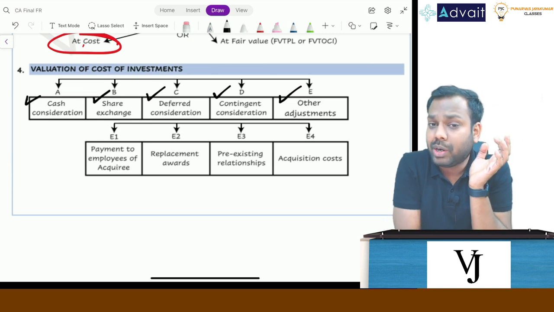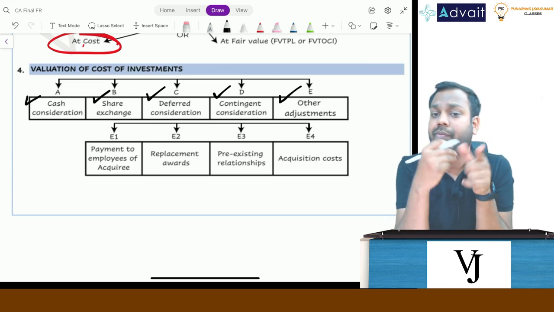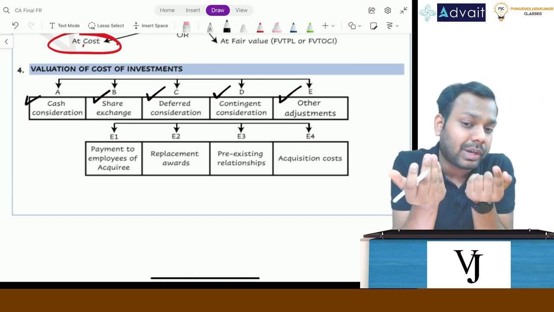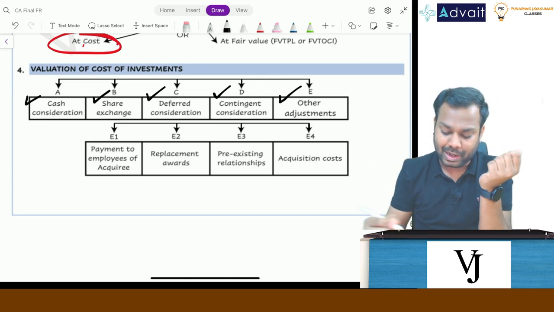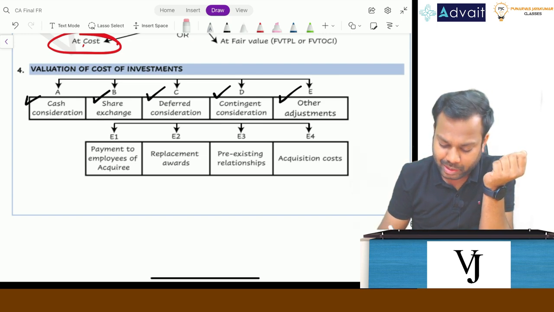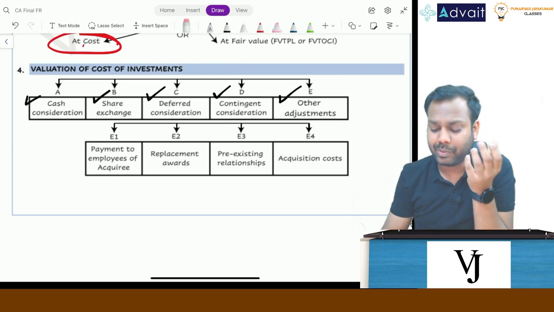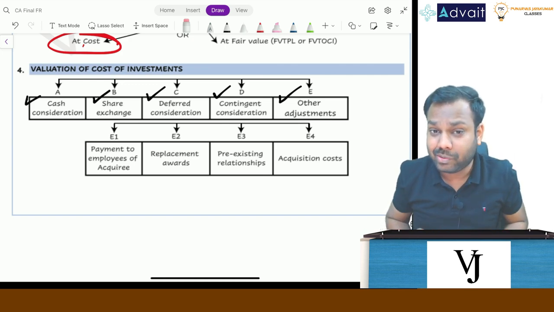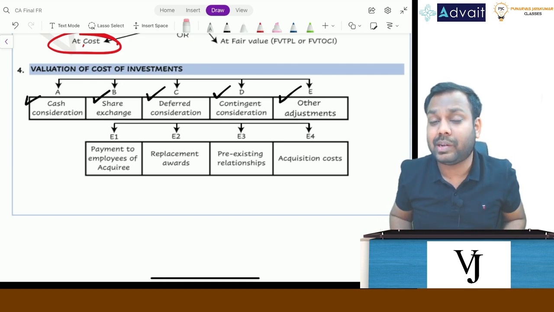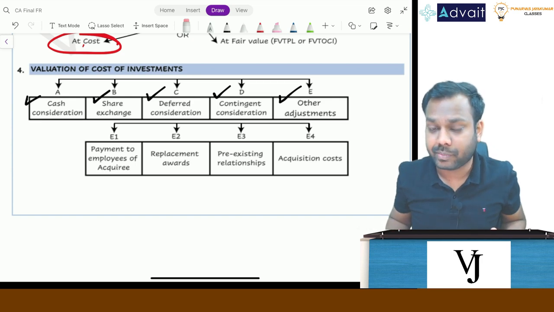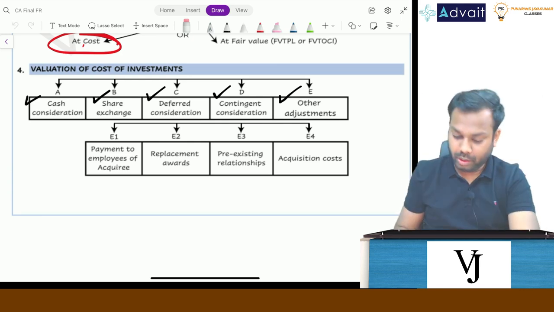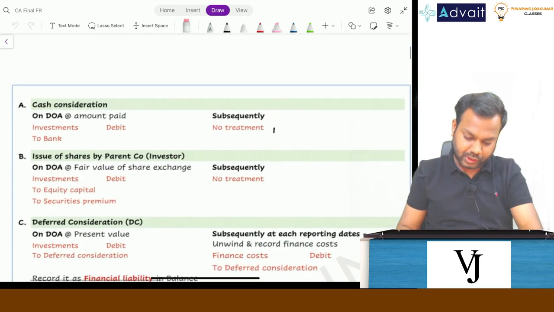Contingent consideration means a fixed amount of money after a fixed period of time, but the payment is not certain because it is contingent upon some future conditions. Other adjustments can be in the nature of payment to the employees, replacement awards, pre-existing relationships, and acquisition cost. These are the only adjustments which can happen to purchase consideration or the cost of investments. So let's discuss each of them one by one in detail, starting with the first one, that is cash consideration.